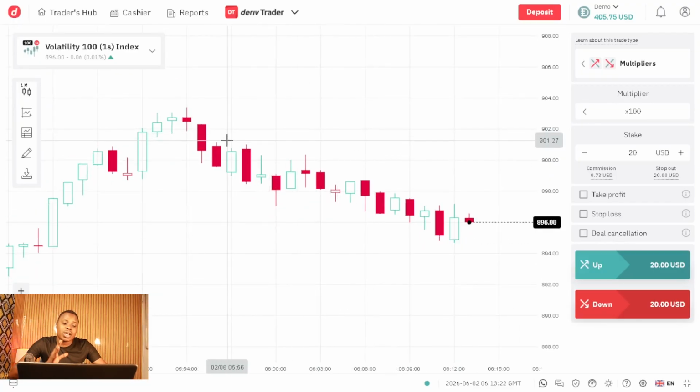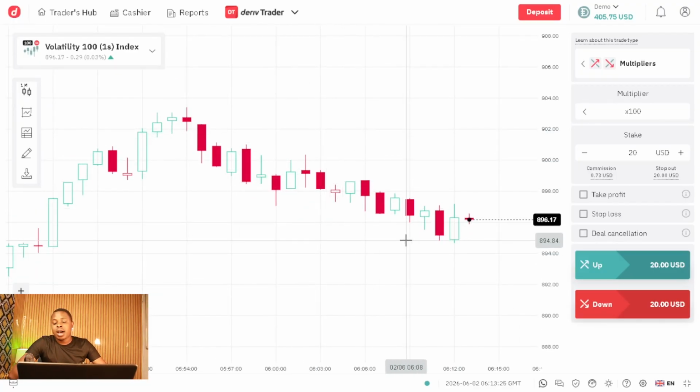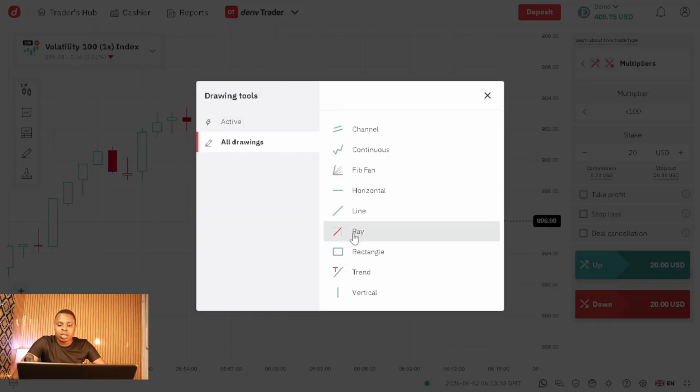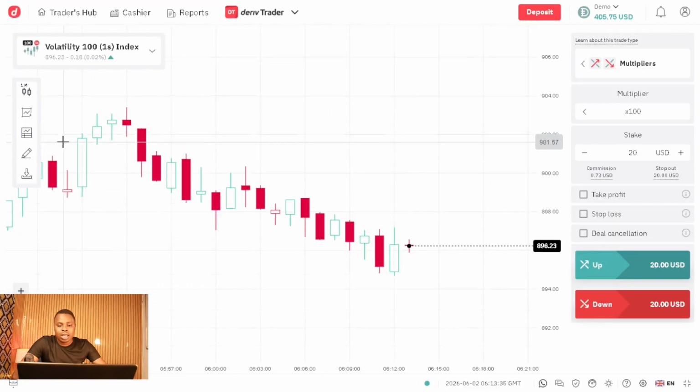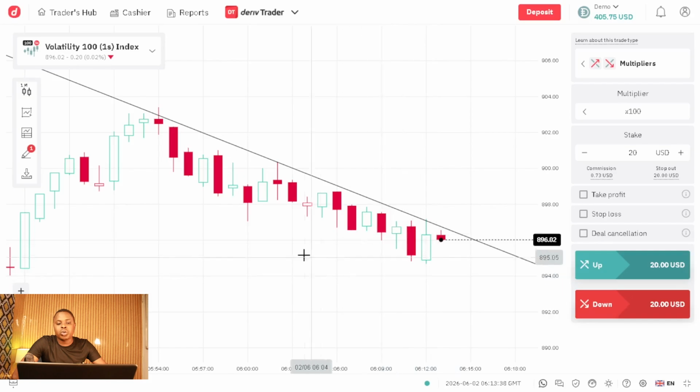First thing is you want to analyze the market and predict if the market is going to go up or go down, just like you do in any other market. So you can use drawing tools like this, and you can use any other things that you want.